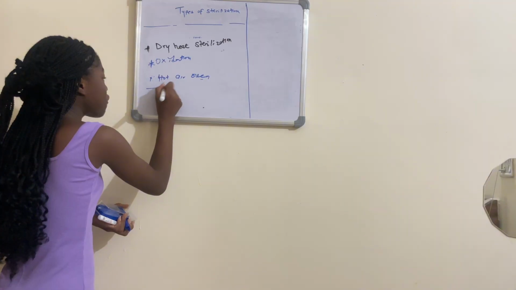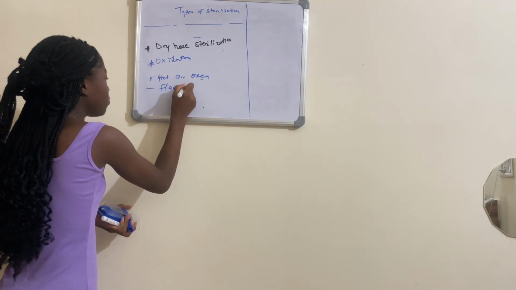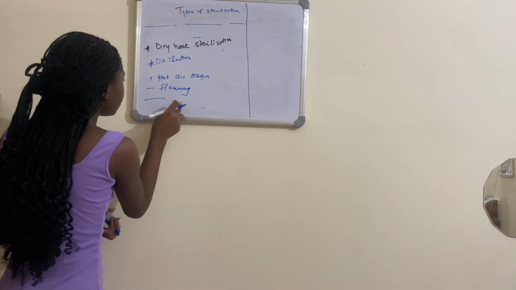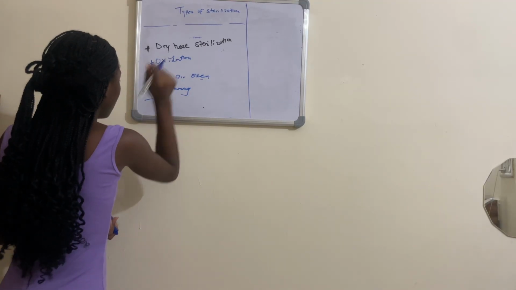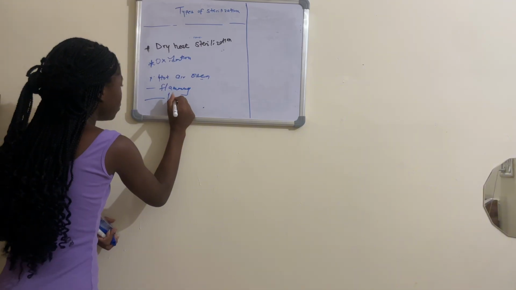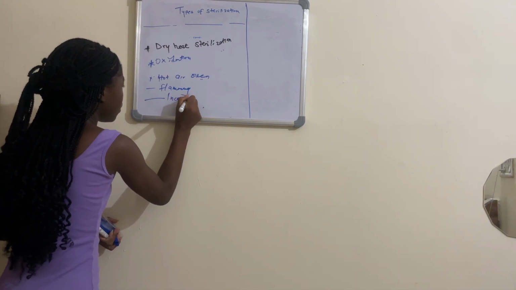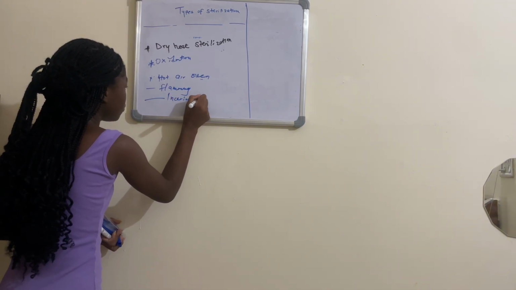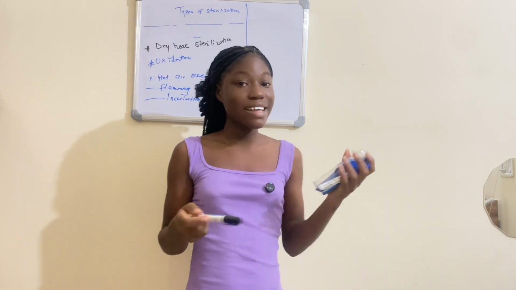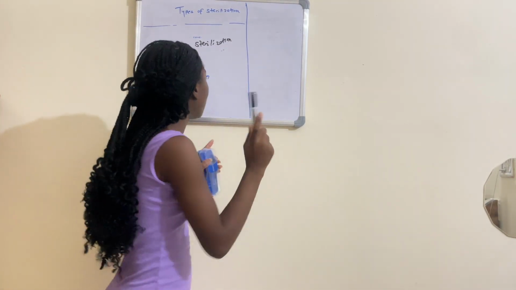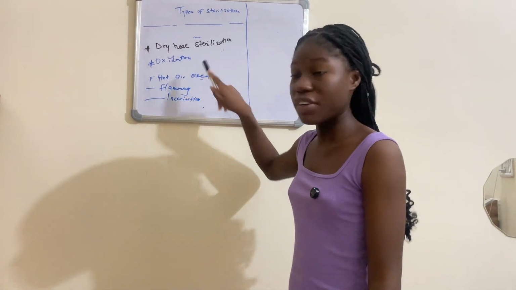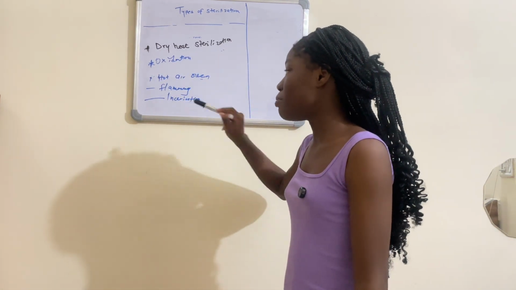And then we also have flaming. And another type of dry heat sterilization is incineration. So these are the types of sterilization that we have when it comes to dry heat. Examples are the hot air oven, flaming, and incineration.